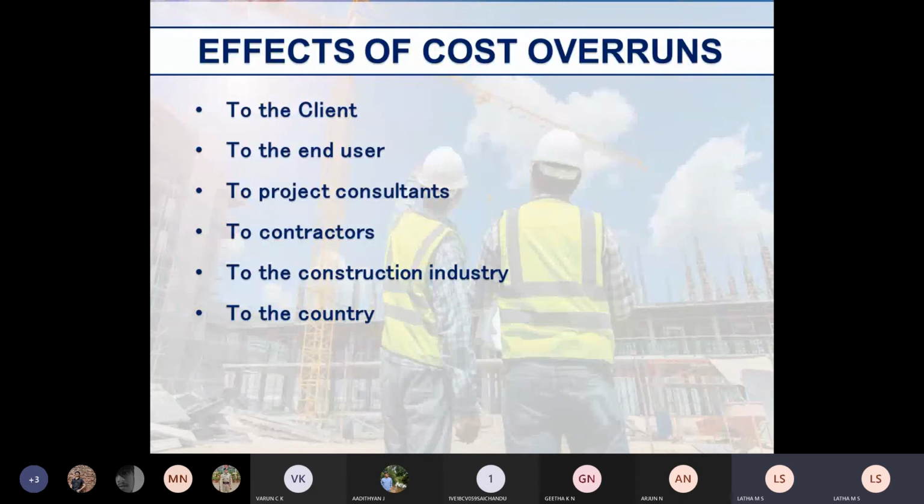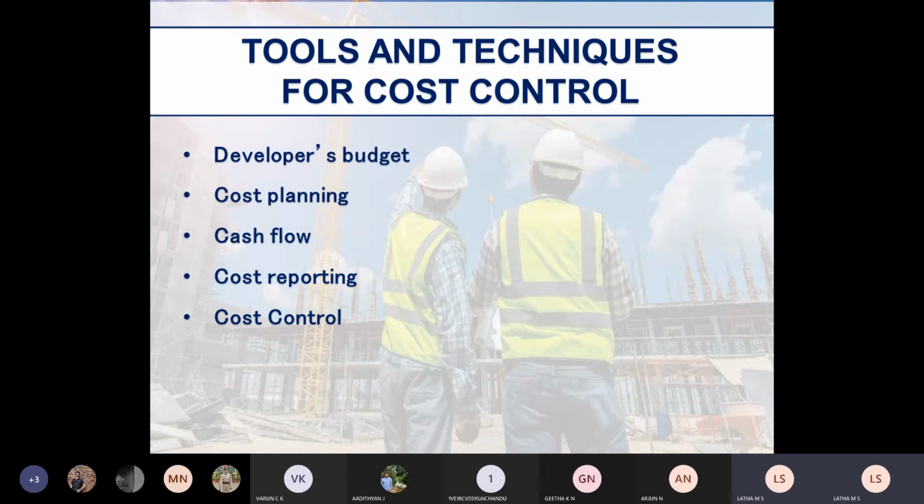And finally, if it is costing, who is it affecting? The effects of cost overruns affect the clients, the end users. Who are the end users? You are constructing an apartment, okay? You have purchased the apartment for say 50 lakhs, and your construction is not completed. You are not able to move to that new house. So you are the end user. It also affects the project consultant, because the project is not over, he will not get money, and the contractors, the construction industry, and the whole country. So overall it is contributing to the nation.